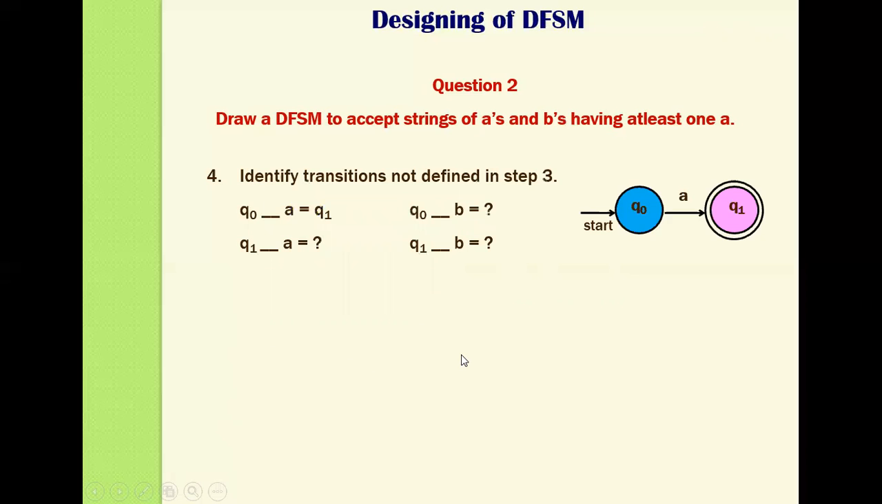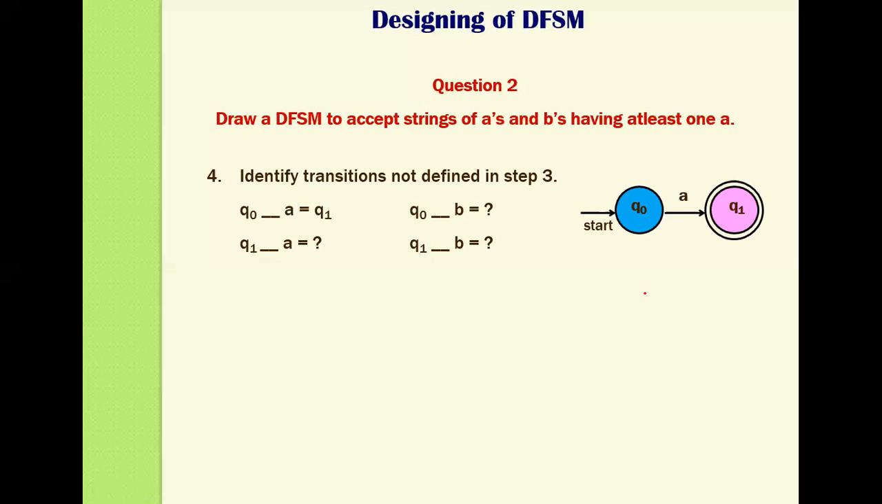Now the fourth step is you have to identify what are the transitions which are not there in step 3. So this is the skeleton diagram you have. According to the definition of DFSM, we should have a transition upon every input symbol for each state. So let me take the first one, Q naught. What is Q naught upon A? We have to know. What is Q naught upon B? We should know. Similarly, what is Q1 upon A? We should know. Similarly, Q1 upon B? We should know. So you can also write it like this.